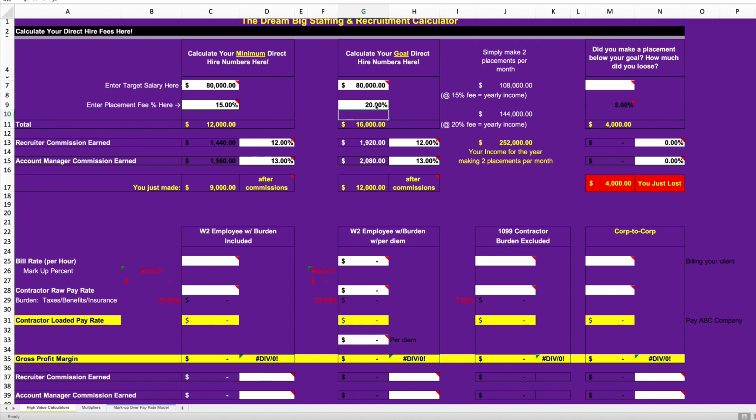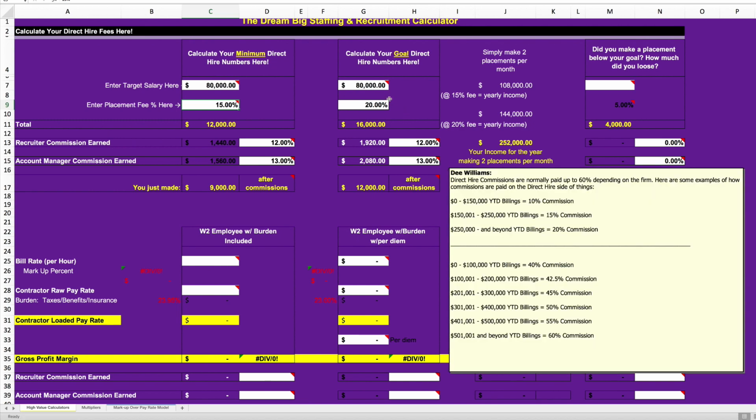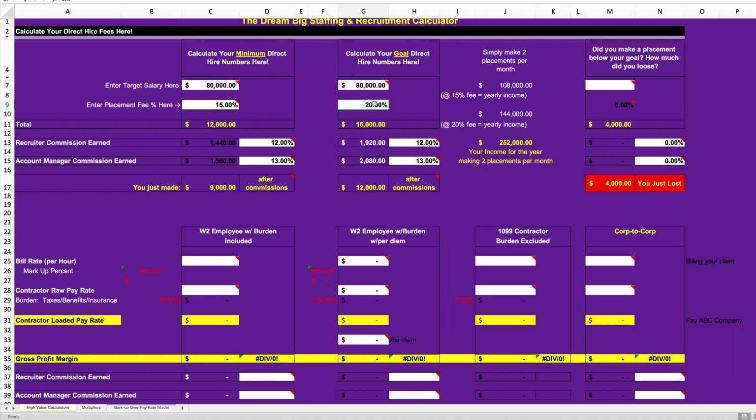20 is the industry standard right now. If you start at 30% and they negotiate you down to 20, that's so much better than starting at 20 and then them negotiating you down to 15. You're losing so much money, right? So first of all, you have to understand your worth. If you're presenting average candidates, 15% may be exactly where you need to be charging.